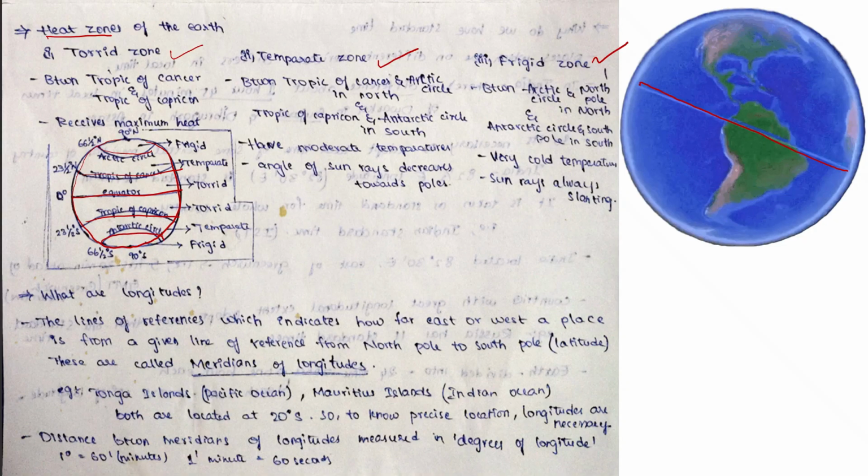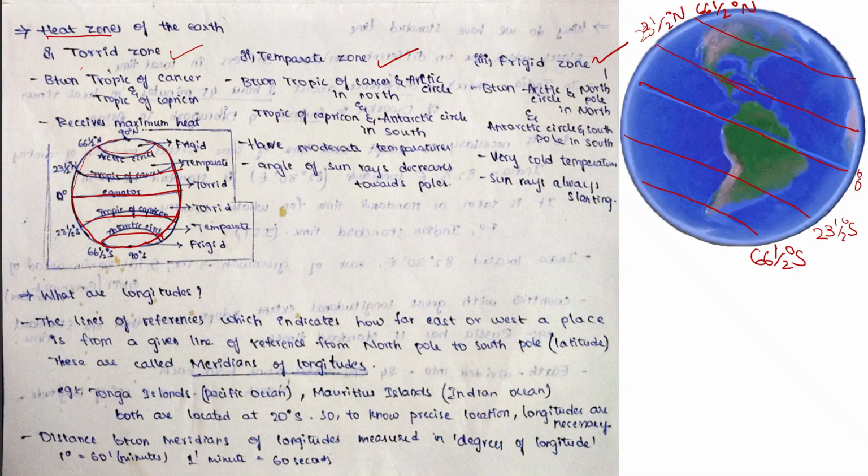So let's draw here also, this is Tropic of Cancer, Arctic Circle, Tropic of Capricorn, Antarctic Circle. Say with me, this is 23.5 degrees south latitude, this is 66.5 degrees south latitude, this is 0 degrees, this is 23.5 degrees north latitude, and this is 66.5 degrees north latitude.